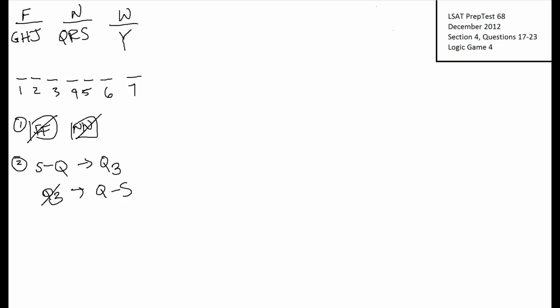And so here's the thing that's important. You have to recognize that this statement right here is a conditional. It is an if statement. If S is before Q, Q is third, right? And so a common mistake that people make is that they assume that when Q is third, S has to be over here somewhere, right? But does that really have to be the case?